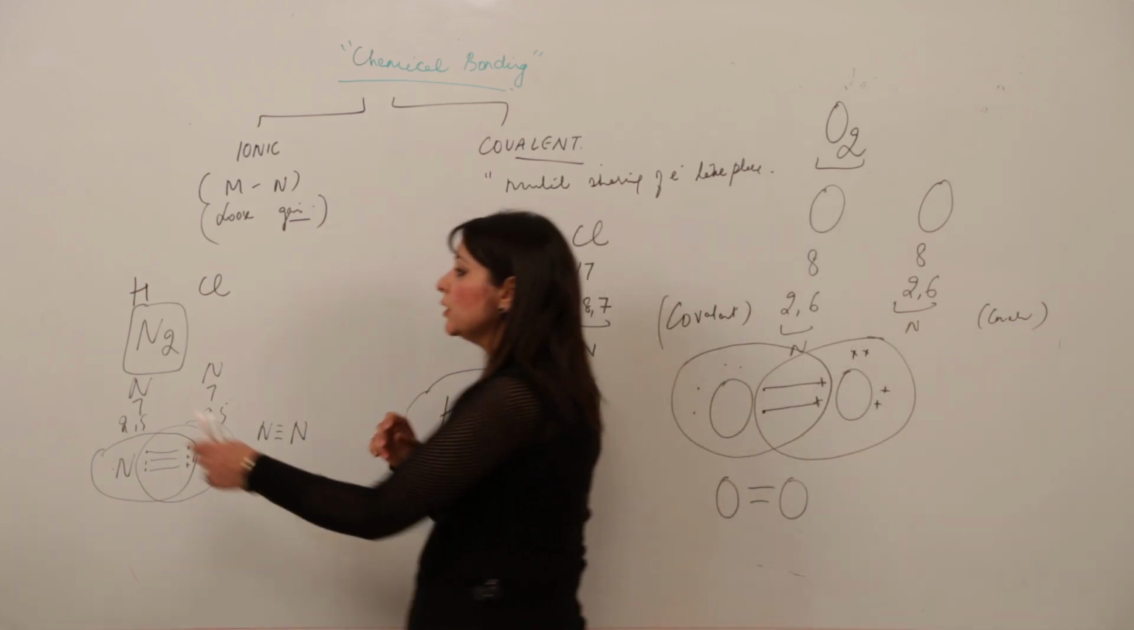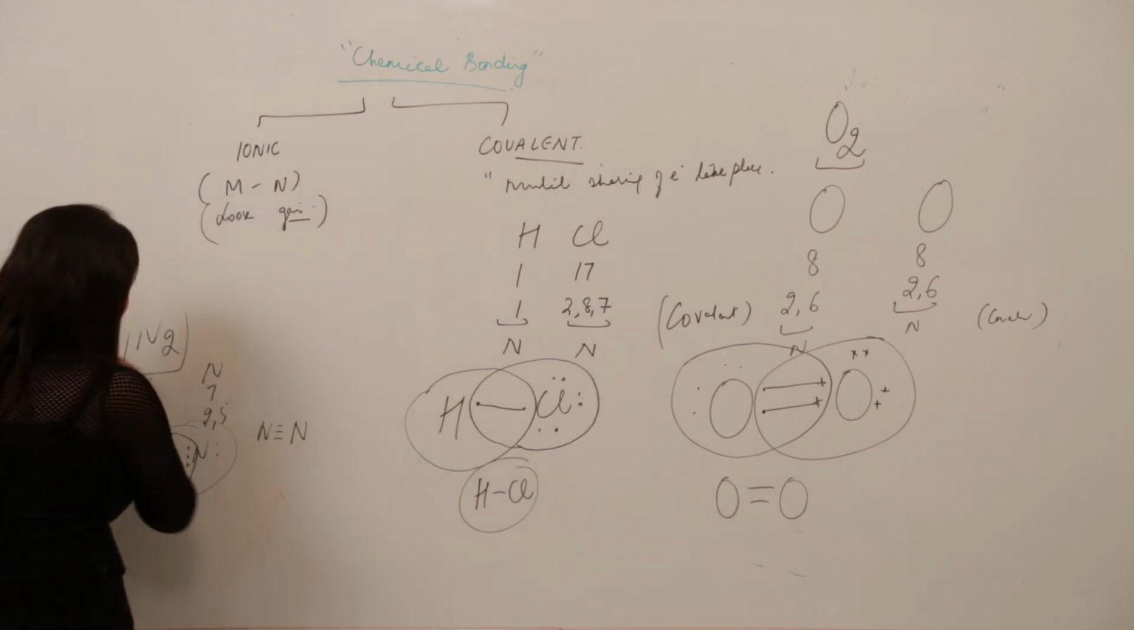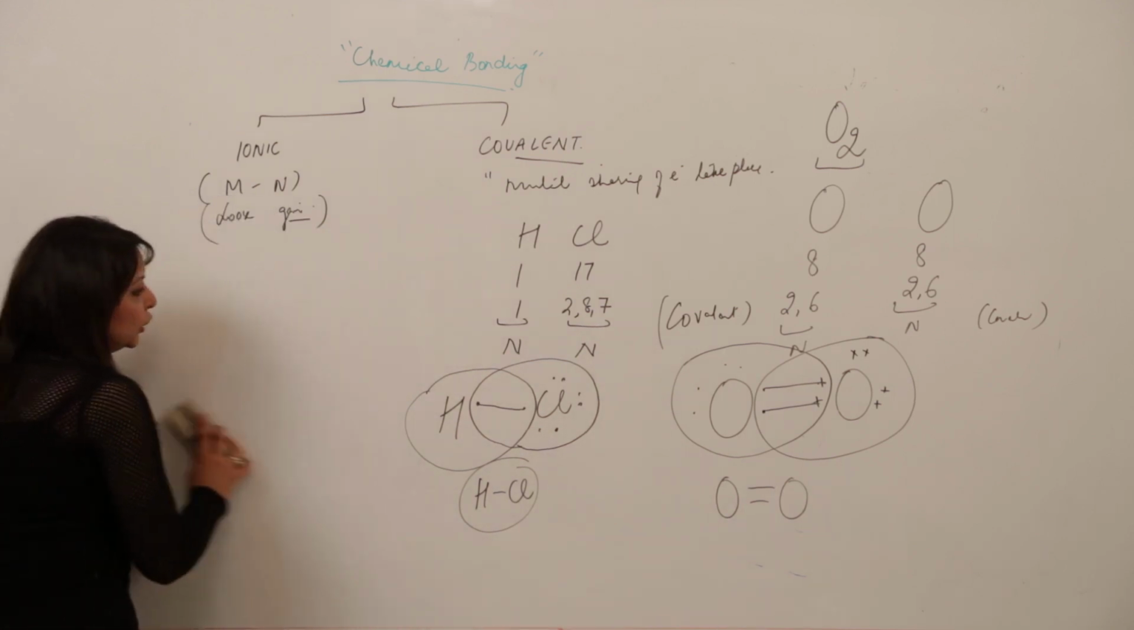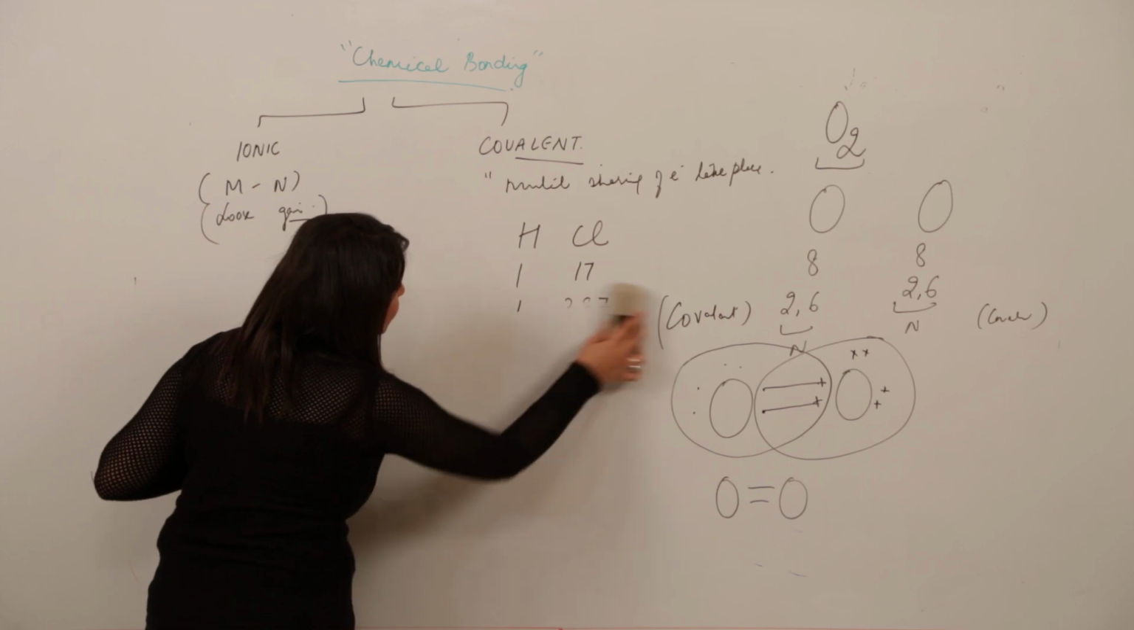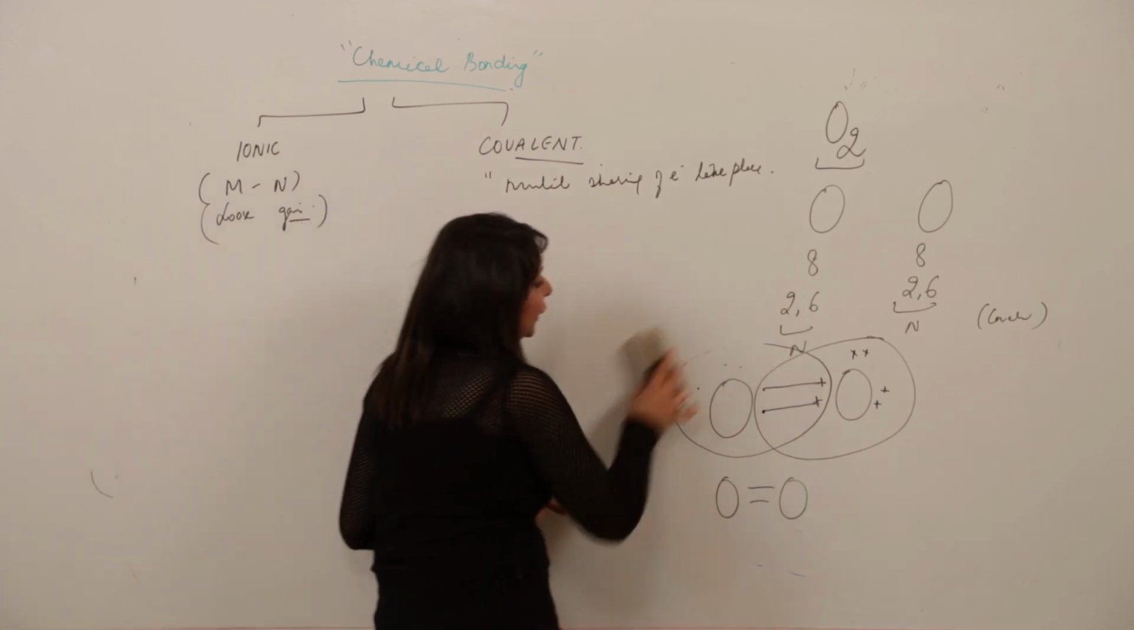Now, taking into account a few more examples between dissimilar atoms, because these were the simple ones comprising only 2 atoms.